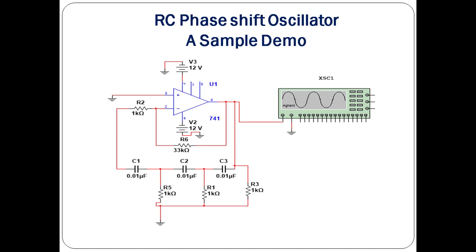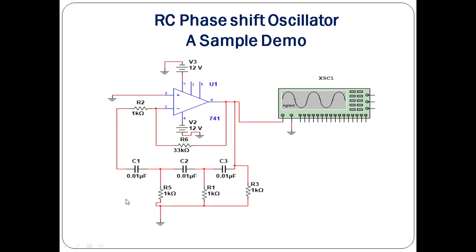I have assumed some specifications. In this experiment, the frequency of oscillations is considered to be approximately 6.5 kilohertz. To generate a 6.5 kilohertz signal, I have appropriately chosen the values of R and C. If R equals 1K and C equals 0.01 microfarad, you can produce a signal of frequency approximately 6.5 kilohertz. And these two resistors are responsible to meet the first requirement: A into beta should be equal to 1 or greater than 1.